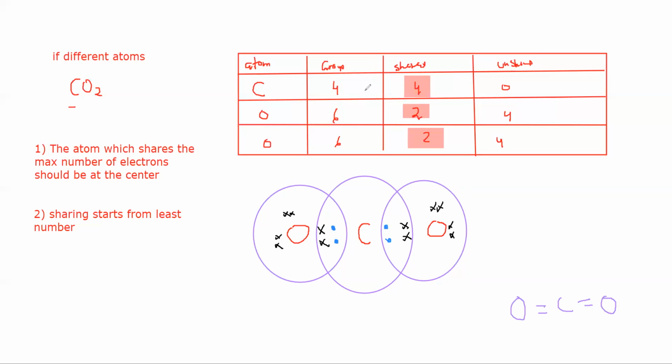So if different atoms are there, then see which shares the maximum number of electrons. The atom which shares the maximum number of electrons should be in the center.